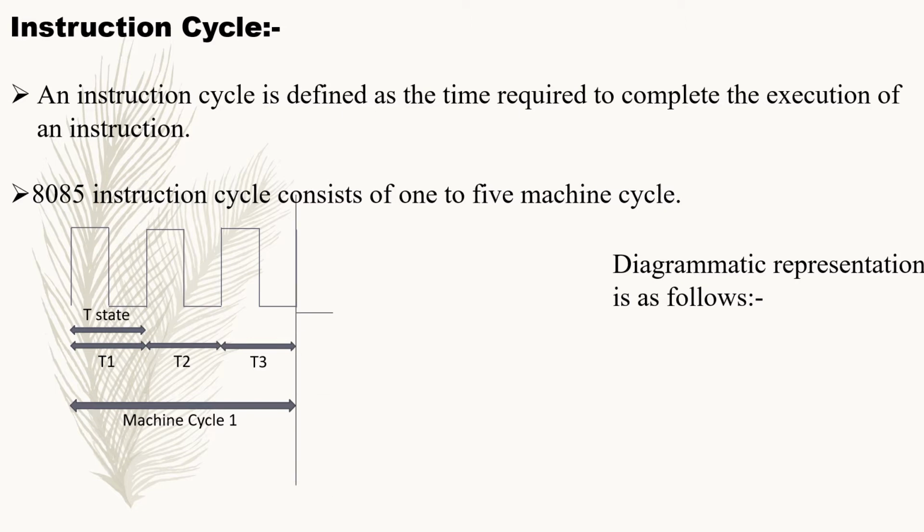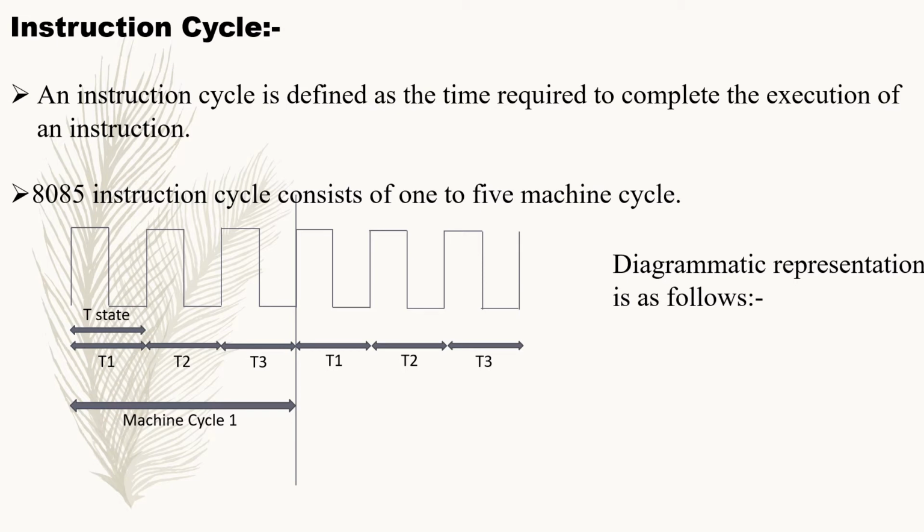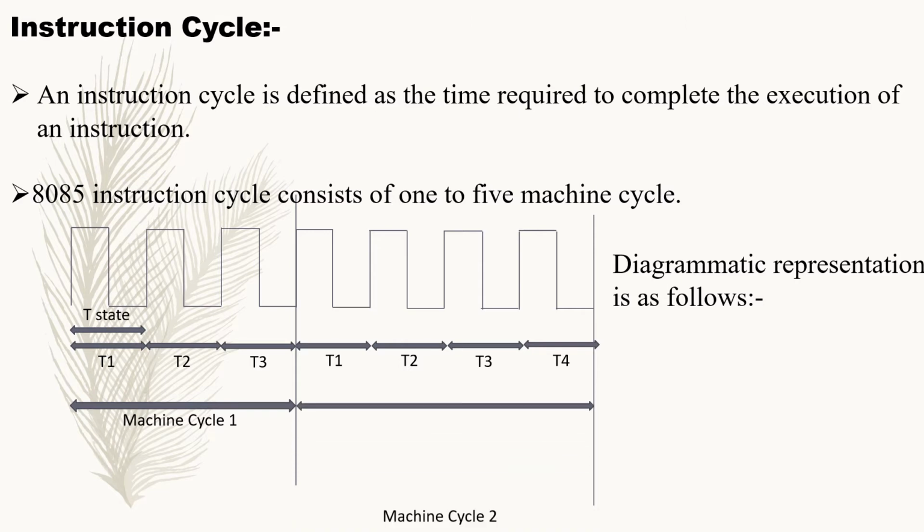Now let us continue with the next part. Again we have here a high and a low state, which is a T1 state. Next is high and low state, T2 state. We have a high and a low state again, T3 state. And finally we have one more state, that is a T4 state. So this machine cycle consists of 4 T states, that is T1, T2, T3 and T4. So this is my machine cycle 2. So machine cycle 1 consists of 3 T states, machine cycle 2 consists of 4 T states.